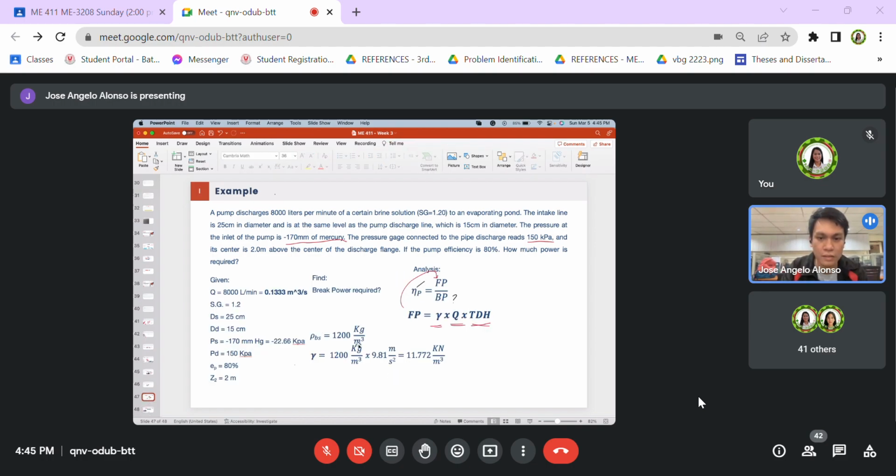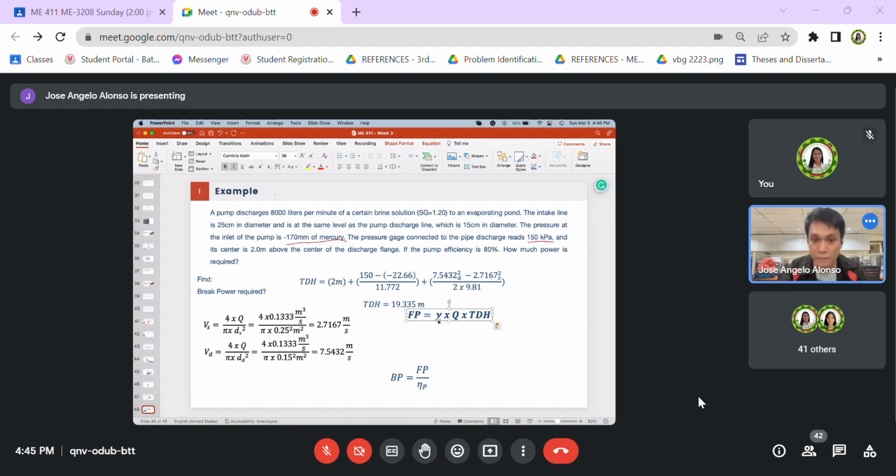Before that, let's calculate the fluid power using this equation. So fluid power is equivalent to 11.772 multiplied by 0.1333 cubic meter per second times the total dynamic head of 19.335 meters. It will give us 30.34 kilowatts.